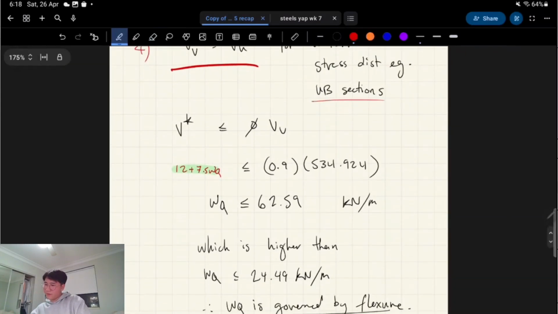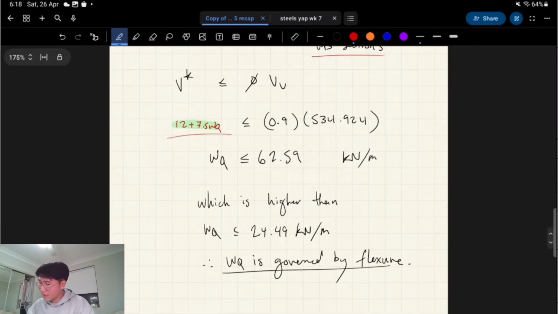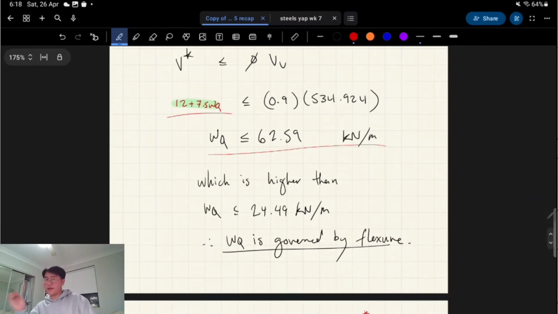So lastly, we plug in everything. We plug in that value that we found for V star in that first step, and then we set it. The value that we get for our max distributed live load is 62.59. That's higher than what we got for flexure. So obviously WQ is going to be governed by flexure, because as you increase your live load, it's going to fail in flexure first. It's going to do that lateral torsional buckling thing before it's going to break in shear, in a yield shear kind of manner. Okay, that's it.